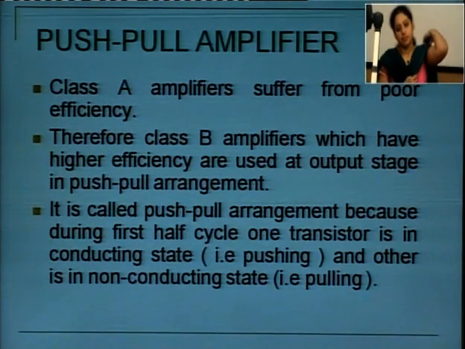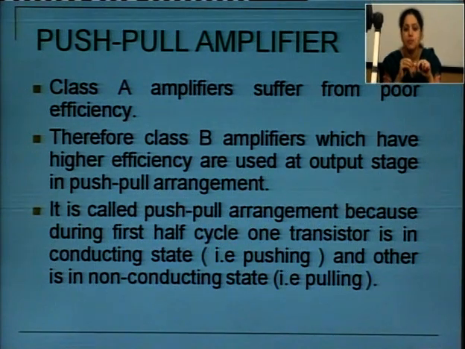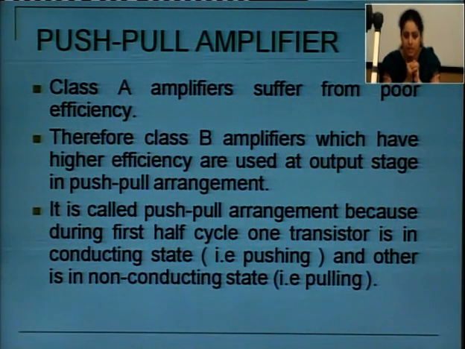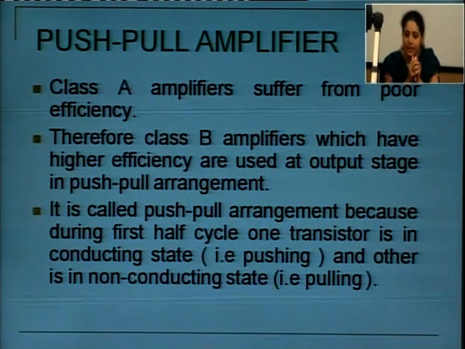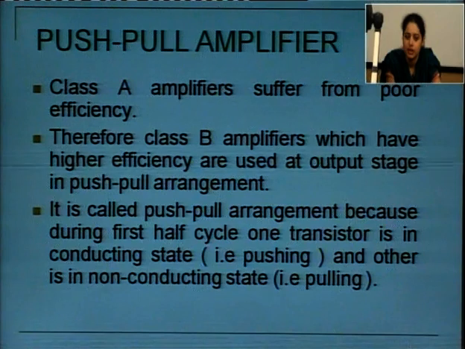Now coming to the push-pull amplifier. As the name indicates, you have transistors arranged in a form where one is pushing and one is pulling. Why do we have to go for a push-pull amplifier stage? In class A amplifiers we have discussed that they have very poor efficiency. You have linearity in class A amplifiers, but the efficiency was poor. But in class B amplifiers the efficiency was very good. The only drawback was the distortion that occurred in class B amplifiers. But for one particular cycle you have the maximum efficiency.